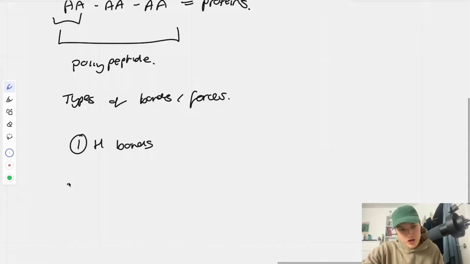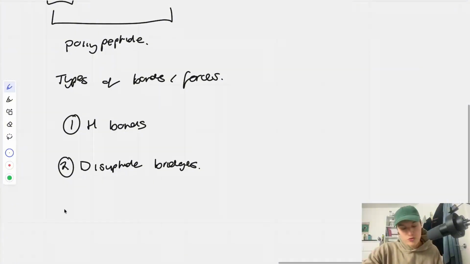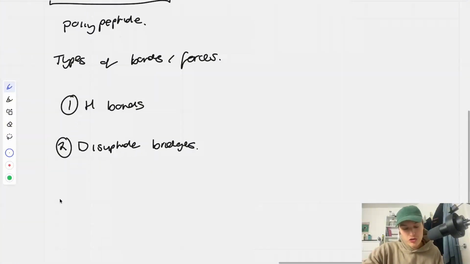That's an intermolecular force. We have one called disulfide bridges. So this exists between some of the R groups we've talked about that have sulfur in them, so we can form sulfur bonds between two different R groups, provided they have sulfur in them. We also have another type of intermolecular force called van der Waals forces.